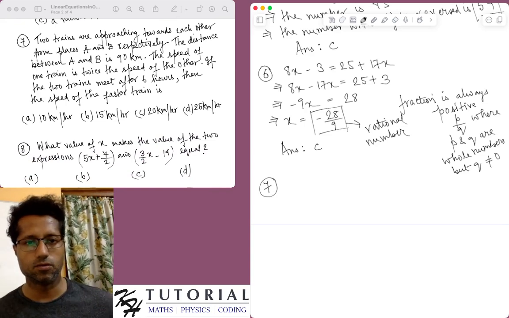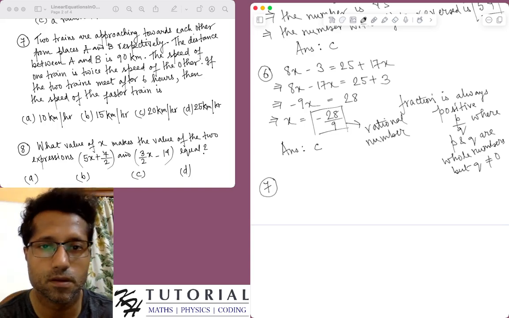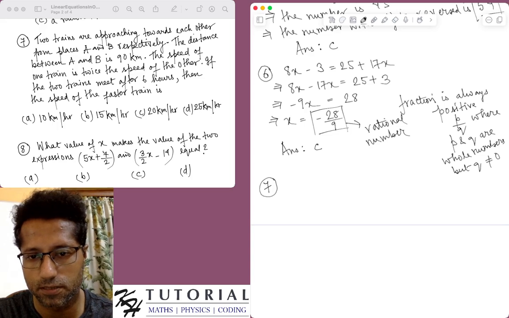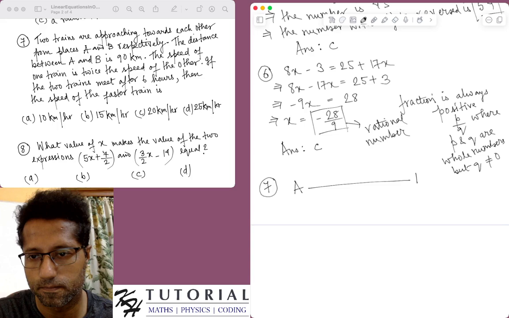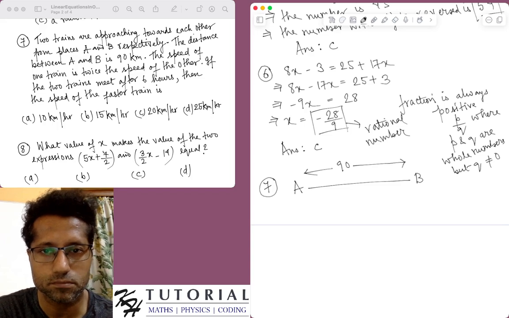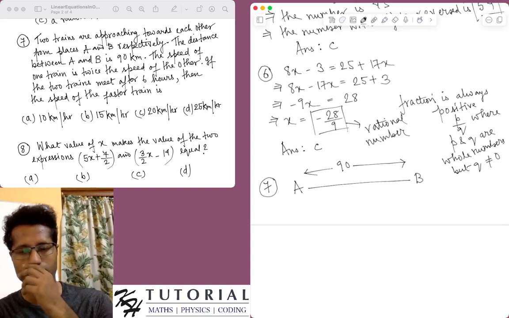It says that two trains are approaching towards each other from places A and B respectively. The distance between A and B is 90 kilometer. So places A and B, the total distance is given to be 90 kilometer. The speed of one train is twice the speed of the other. If the two trains meet after 6 hours, then the speed of the faster train is, okay.